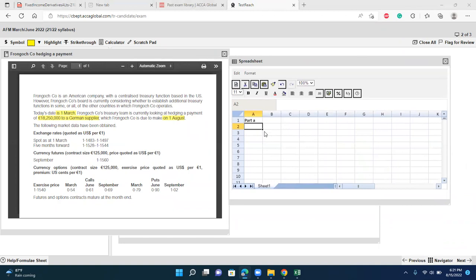Payment is foreign currency payment in euros, and that is 18.25 million. Number 1 contract is the forward contract.